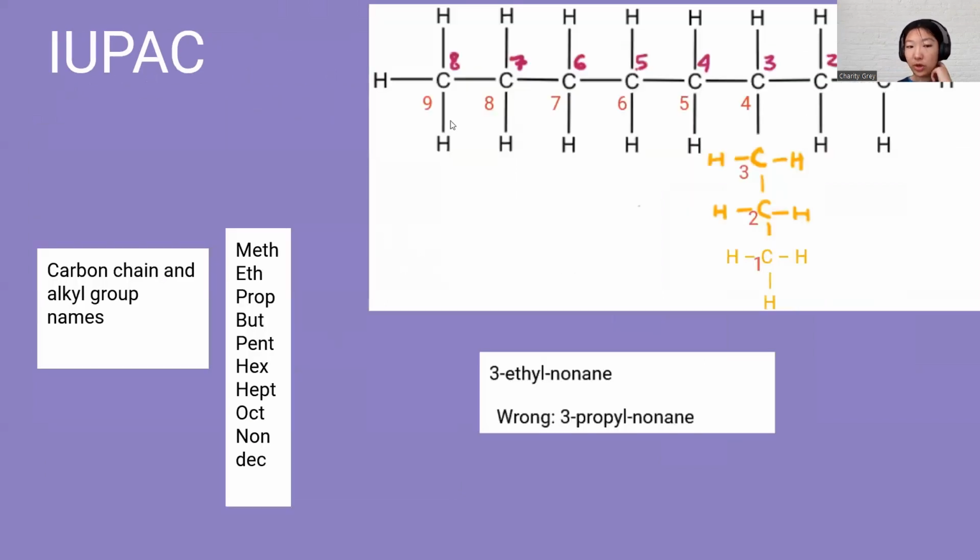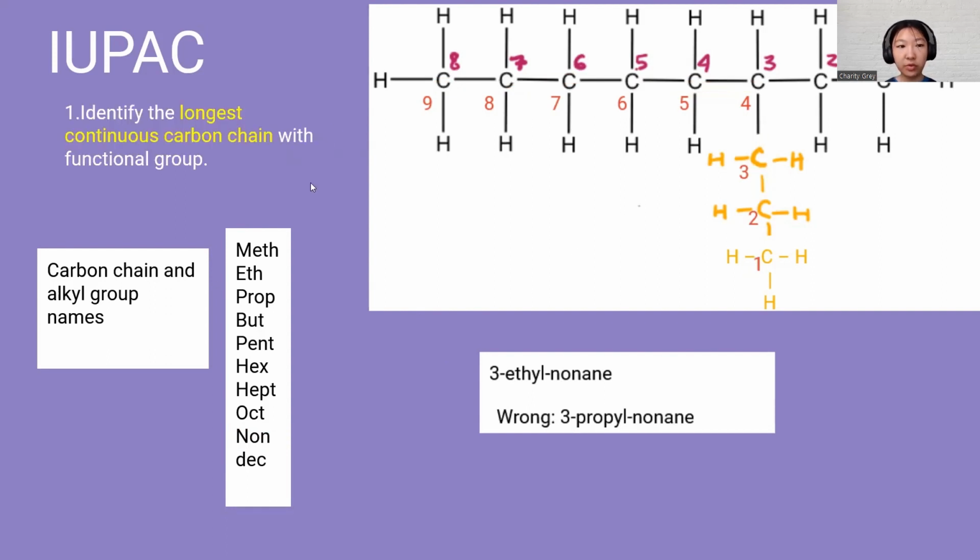Then, okay, we're going to look at this one. So obviously for this one, we're going to look at the longest carbon chain. It's going to be nonane, right? First, we're going to identify the longest carbon chain. So it's not this one. This one is long, yes, but it's not the longest. This one is longer, right? We're going to look at these numbers: 1, 2, 3, 4, 5, 6, 7, 8, 9.